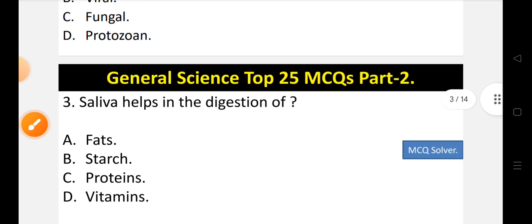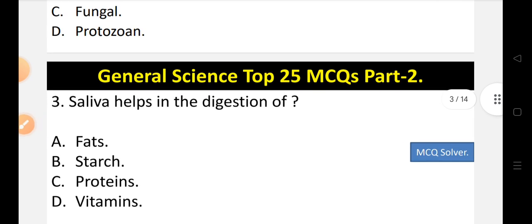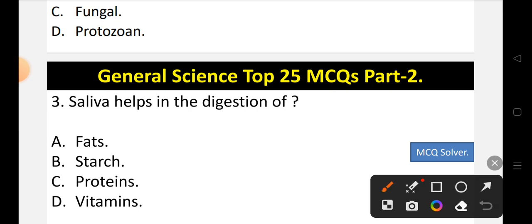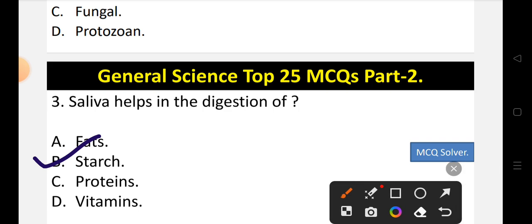Now let's move to question number 3. Saliva helps in the digestion of, options are option A fats, option B starch, option C proteins, or option D vitamins. So saliva helps in the digestion of, the correct option is option number B starch. So the more saliva your mouth secretes, the more smoothly the starch contained in that food will get digested. So B is the correct option.